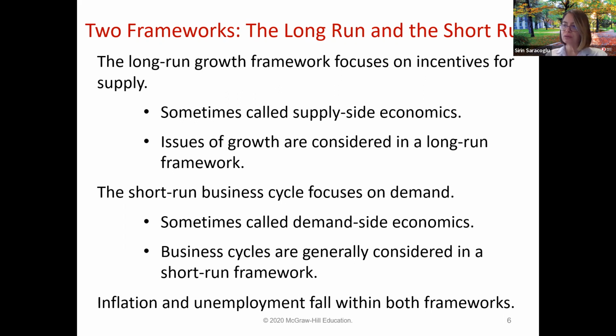This is also sometimes called the supply side economics and the issues of growth, the determinants of growth, such as how can we increase the stock of capital in the economy, or even how can we increase the human capital in the economy, how can we increase the technology level in an economy? These are all going to be sources of growth in the long run. So these issues are all considered to be long run problems.